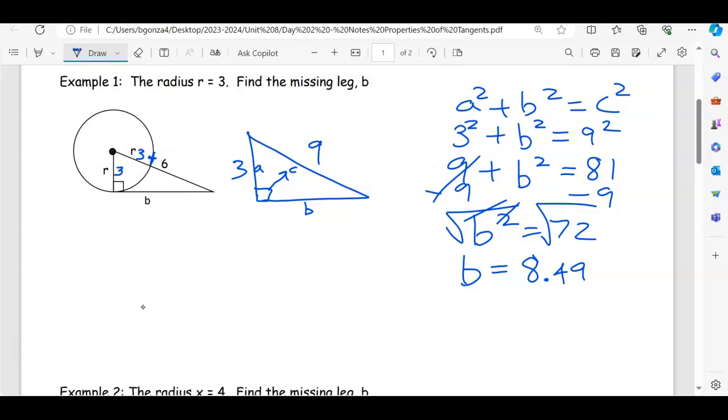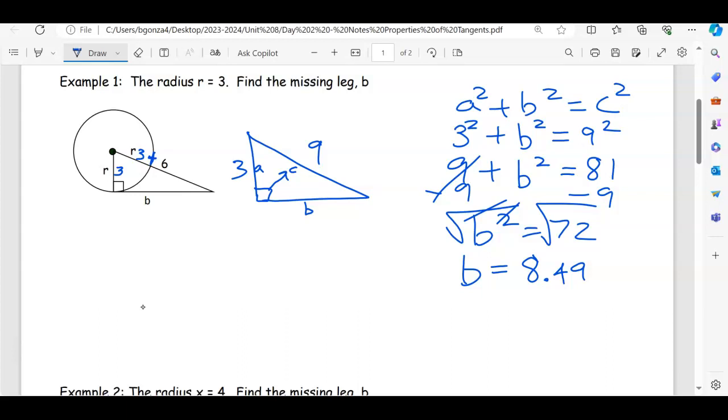Could you do that on your own? Okay, so I want you to try example 2. I'll give you like a minute. I want you to try number 2. It's literally the same idea. Label it, redraw it, solve. Once you nail this, you know what I'm saying? Get it, get it, get it.